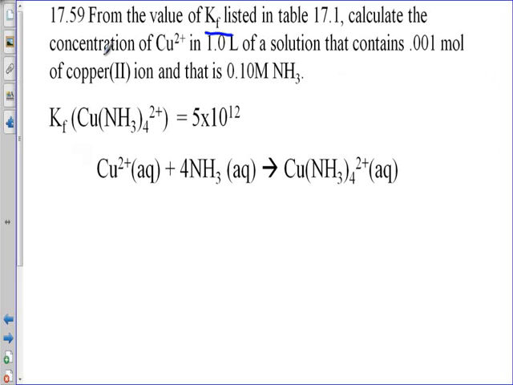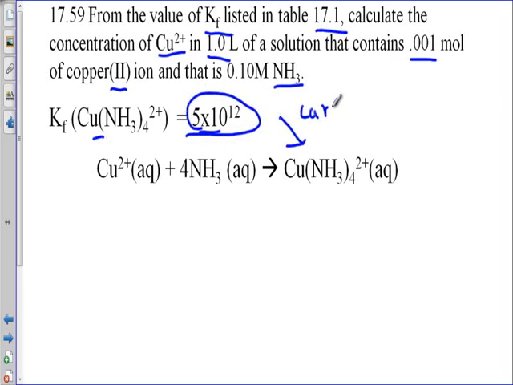We want to calculate the concentration of Cu2+ in 1 liter of a solution that contains 0.001 molar copper 2 ions in 0.1 molar ammonia. Lots of information there. If I look at that table 17.1, I'm looking for something that has copper and ammonia, and I find this. This is the KF. The larger the KF, the more stable the complex.